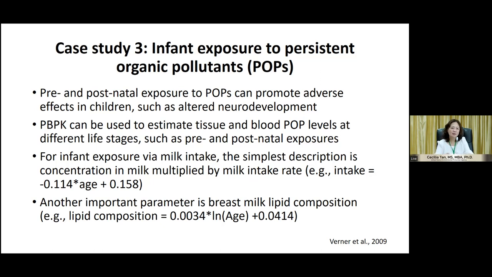There are many ways. The simplest way to do it is to have the concentration in milk multiplied by how much they are taking in. And in this case study from the Verner 2009 paper, they have an equation. So the intake equals something related to age, because the bigger the infant is, the more they drink. Right? So it's related to the age of the infant, so it is an equation. And then I believe this comes from some data. So they derived this regression equation, I'm guessing, because it's y equals ax plus b.